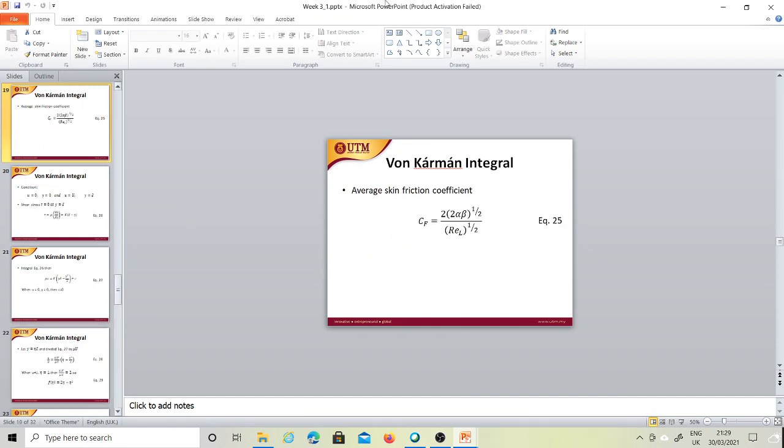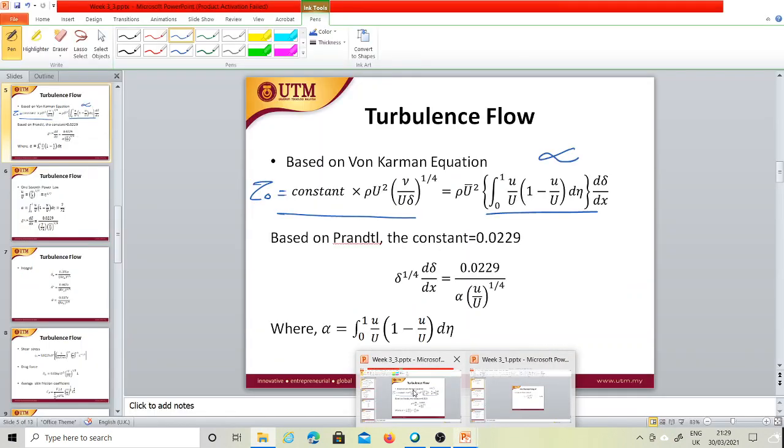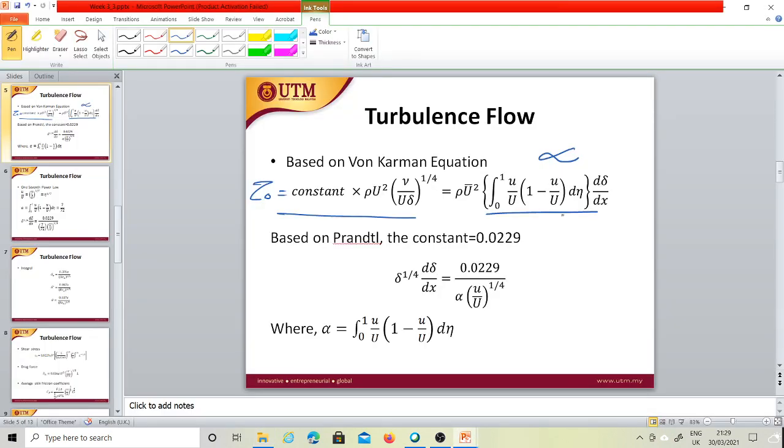These things are just to show how we can get this equation. So this is alpha, and then the Prandtl equation. Prandtl, a scientist also, did some experiments and found this constant value, 0.0229. So if you put this constant value in and reshuffle, this is equal to this one, and this one is actually alpha.